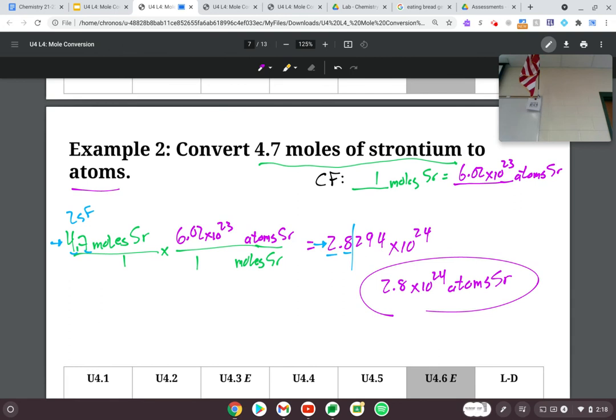Because in the problem, there's just 4.7. In the problem here is 6.02 times 10 to the 23. So you added that. Okay.